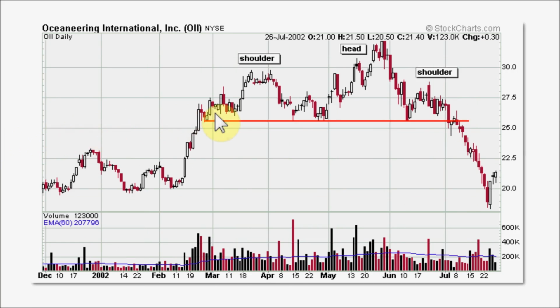This is a bearish head and shoulders chart pattern, usually found after a nice rise in the stock price. It is a reversal signal, and when you see it, it is very bearish, and it works very well.